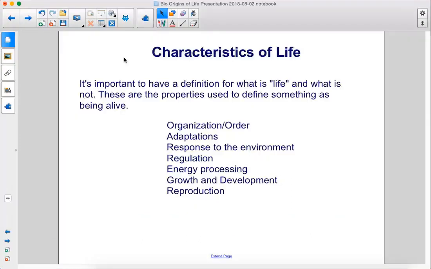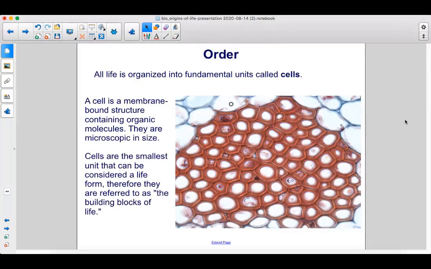It's important to have a definition for what is life and what is not. These are the properties used to define something as being alive: organization and order, adaptations, response to the environment, regulation, energy processing, growth and development, reproduction.